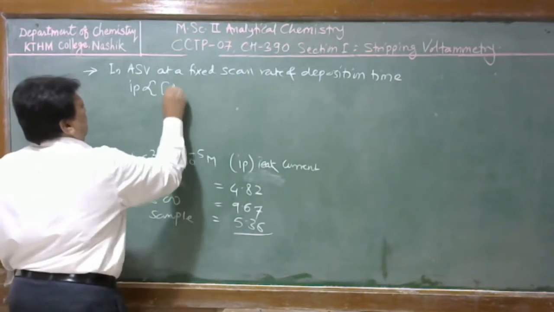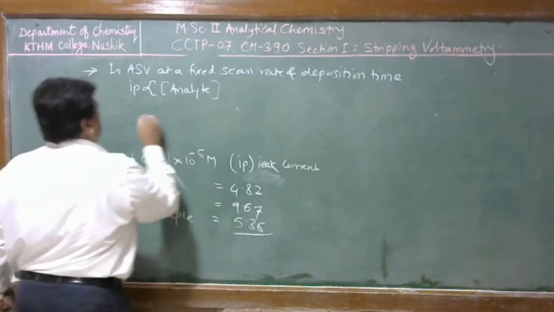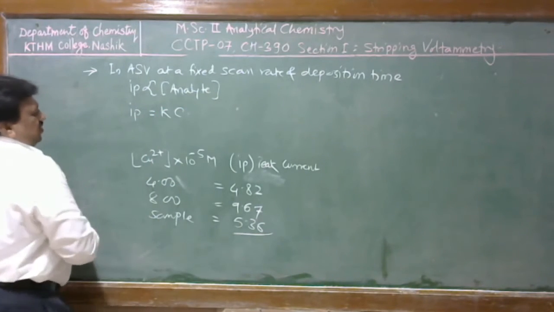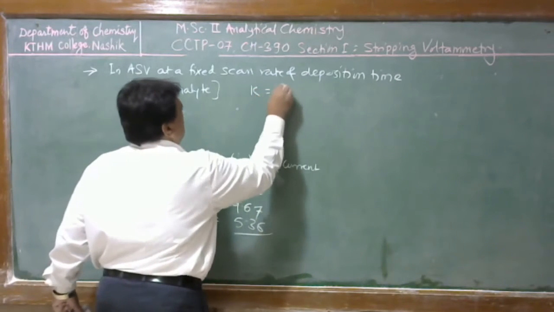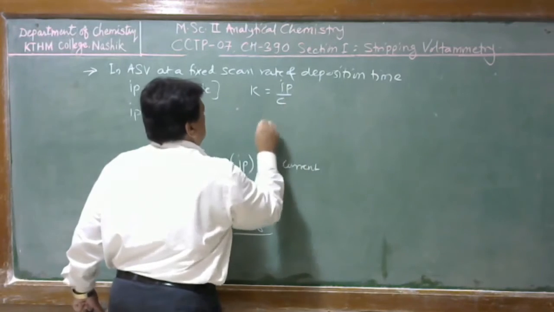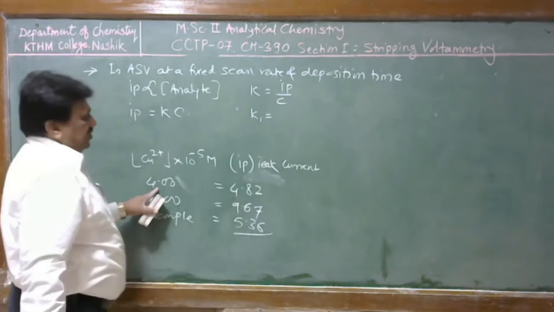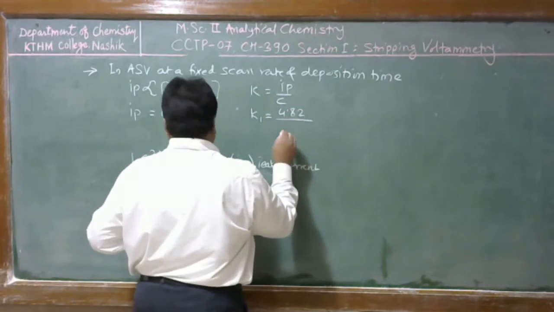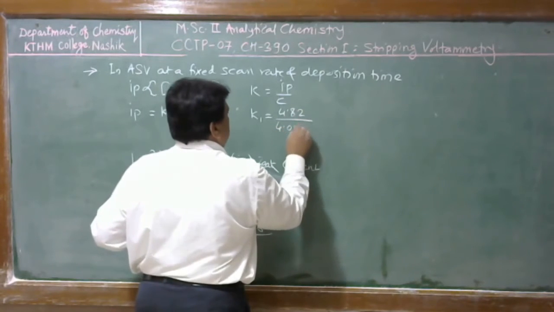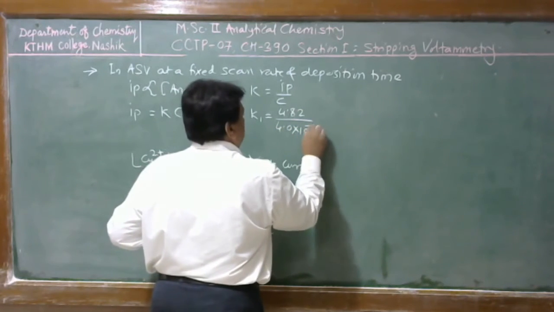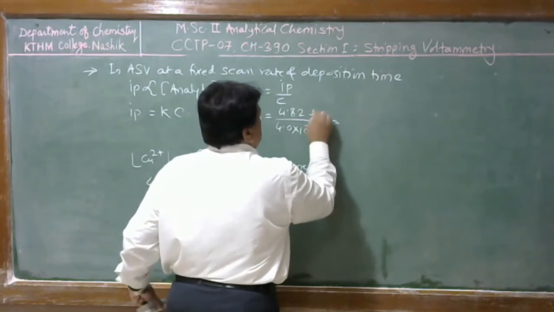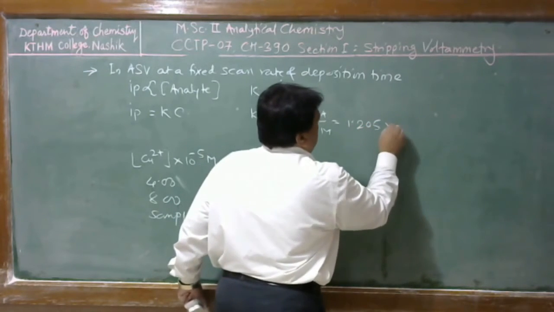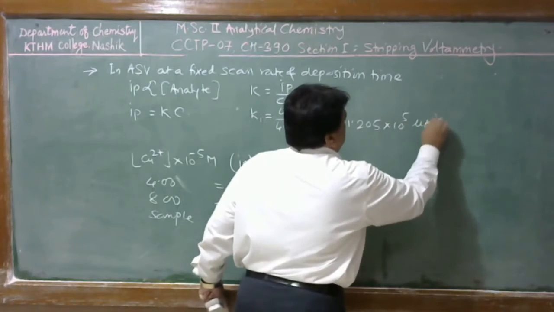Therefore, here we can write IP is equal to K into C, where C is the concentration of analyte, and therefore K is equal to IP upon C. Therefore, K1 for the first solution, that is IP is 4.82 divided by 4.0 into 10 raised to minus 5 moles. Here this is in microampere. Therefore, this value is 1.205 into 10 raised to 5 microampere per mole.